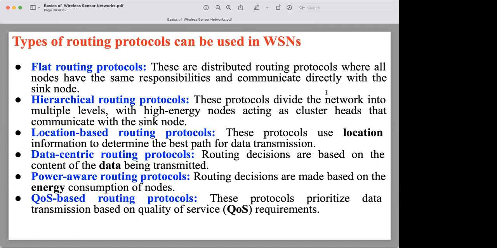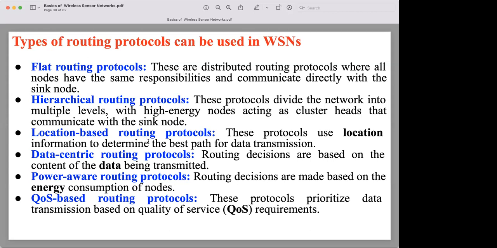Hierarchical routing protocols support some tree structure sort of thing, or levels. They divide the network into multiple levels. This is level 1. Level 1 devices connect to level 2. Only level 2 devices can connect to level 3. Level 1 devices cannot directly connect with level 3. In this case, the level 2 devices are always the high energy nodes, such as the cluster head. So the cluster head can communicate to the sink node, and other nodes are connected with the cluster head nodes. We call it the hierarchical routing protocol because they have some hierarchy of low energy nodes and high energy nodes.